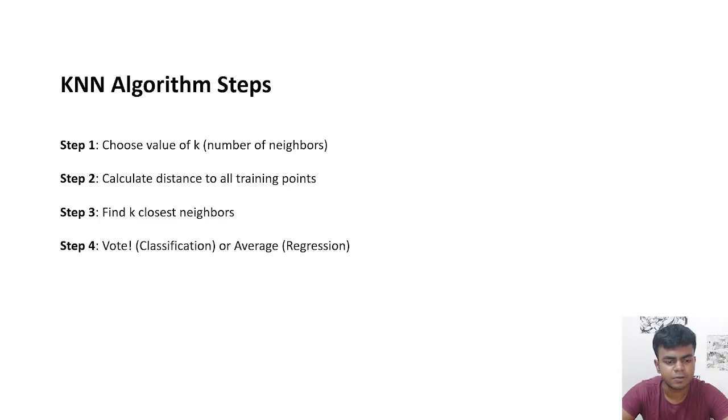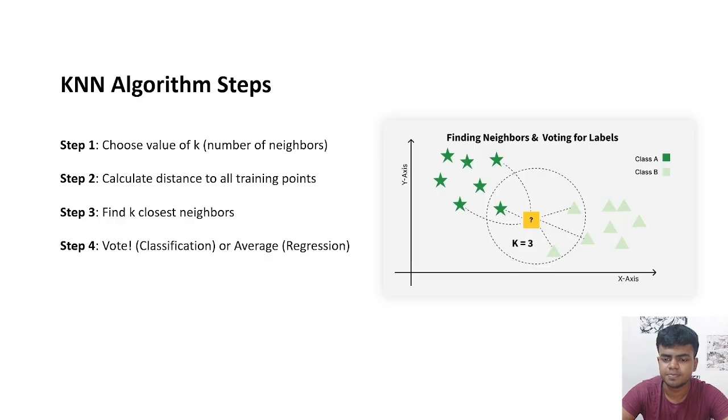First we need to choose the value of K, which will be the number of neighbors. Then we need to calculate the distance to all the training points and find the K closest neighbors. Then we will vote or take an average, depending on the type of problem we are dealing with, whether it's a classification problem or a regression problem.